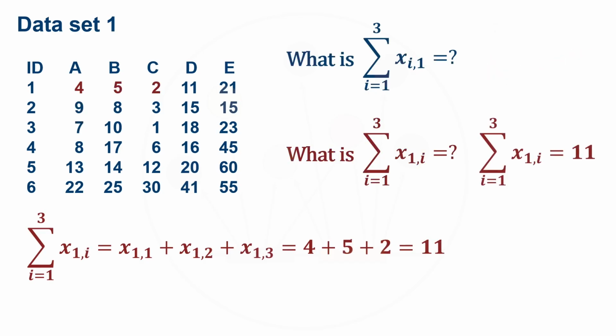For our second summation, i going from 1 to 3 of x_1,i, the second subscript is going to change. So that's going to be x_1,1 plus x_1,2 plus x_1,3. We find those in our data table, so we can see they're all in the first row, and it's columns 1, 2, and 3. So those are the values 4 plus 5 plus 2 equals 11.